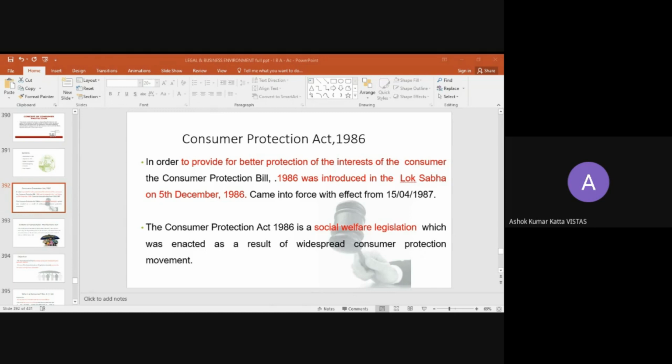At last, they passed a bill in the Lok Sabha on December 5th, 1986, but it was enacted and came into force in the month of April 1987. But anyway, the bill was passed in the year 1986, so we will be saying that the Consumer Protection Act, 1986, is only that introducing year.